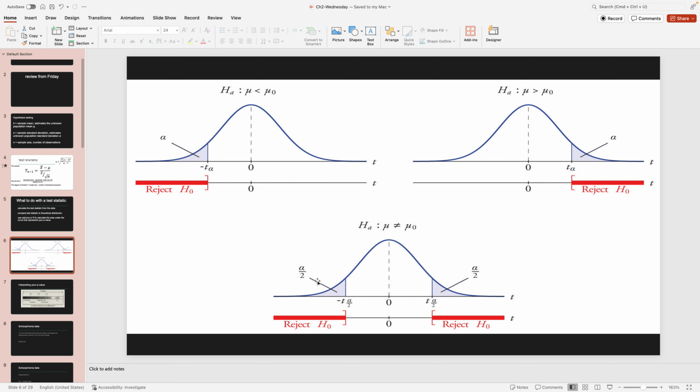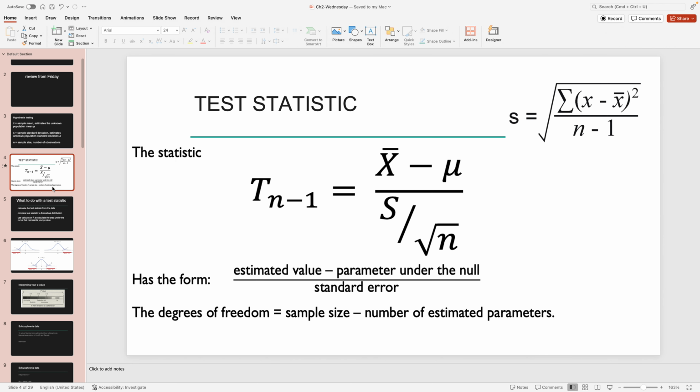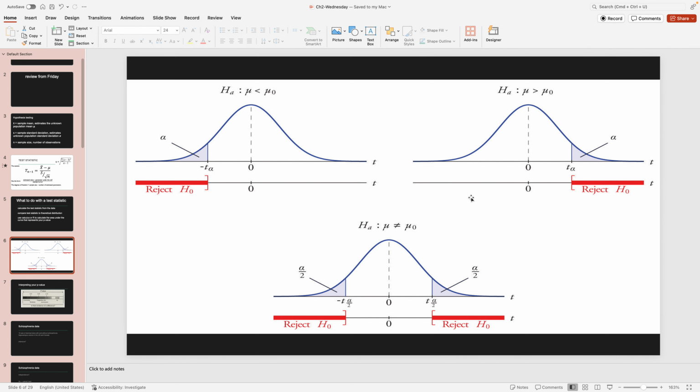Then we calculate the probability. For example, in this alternative hypothesis, we calculate the probability it's bigger than the observed test statistic, where the test statistic is given by this quantity. And when we calculate that probability by calculating the area under this curve, which corresponds to the probability, we're going to get a p-value.